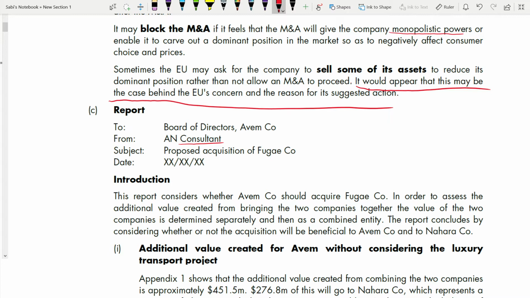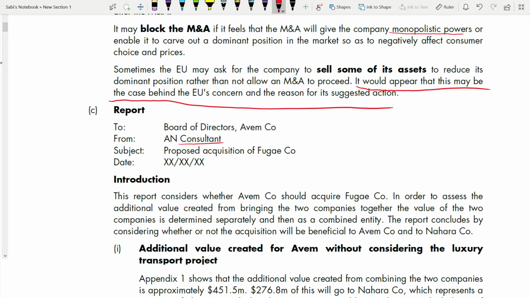Okay, and then from the combined company's value, we deduct the two companies' separate values and then we find the additional value. The report concludes by considering whether or not the acquisition will be beneficial to Avem and Nahara. So you have to tell that the report will conclude on one note.